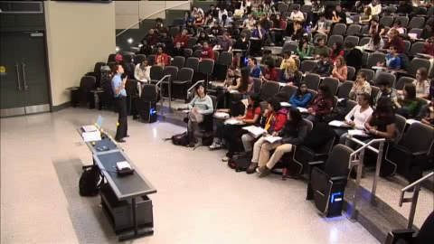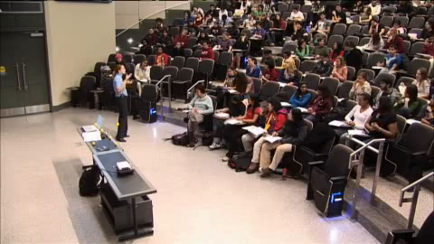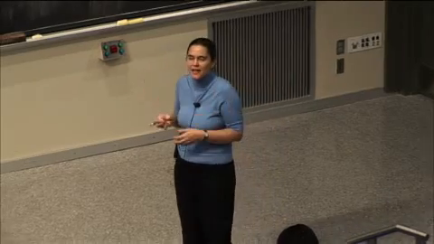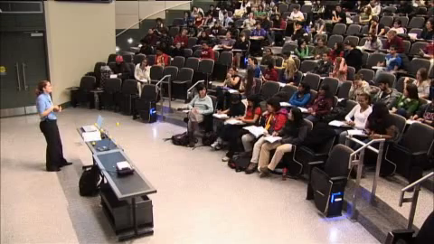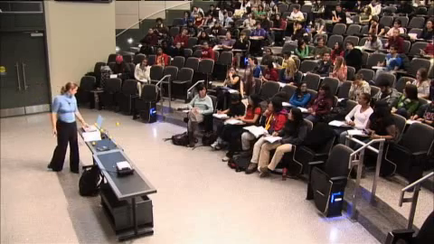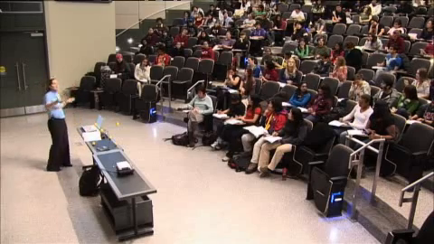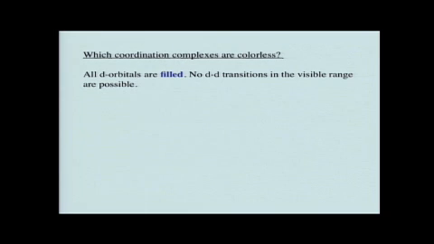Why would something not have a color? It has d orbitals. It's a transition metal. So what would be true about all of the d orbitals? Yeah, so one example, if they're all full, and that is the most common thing that we see, so it's not possible to have a d to d transition in the visible range.